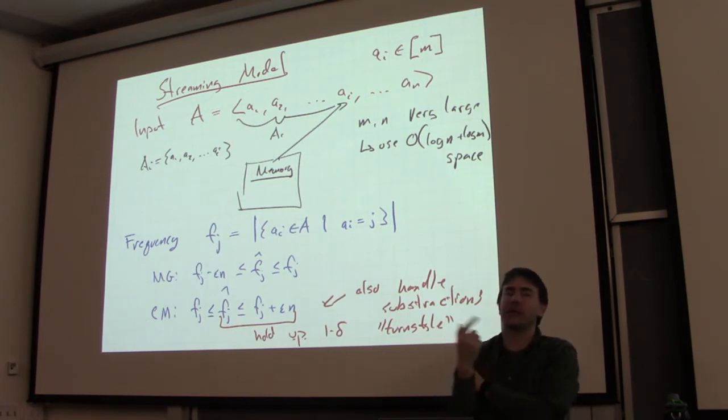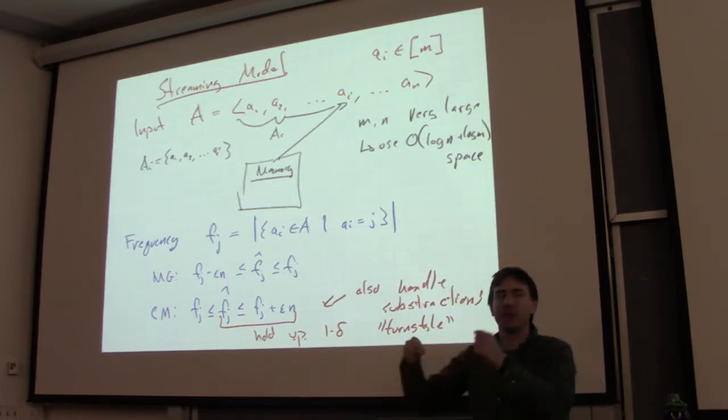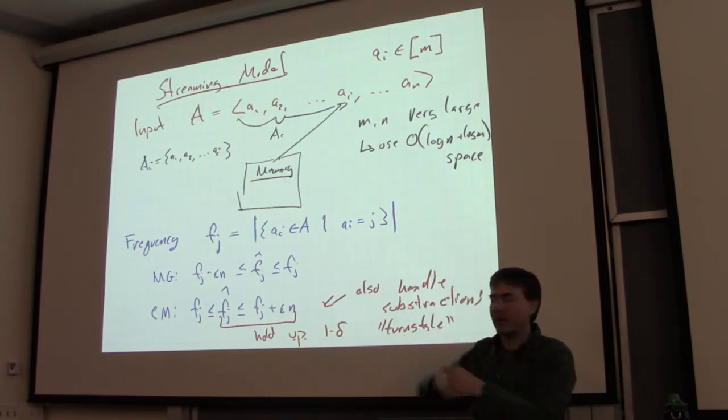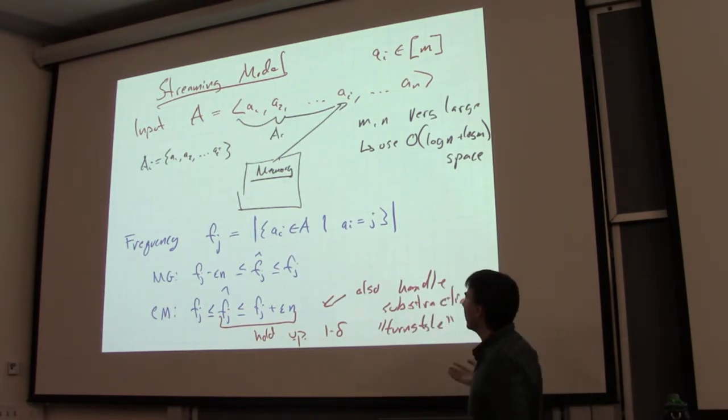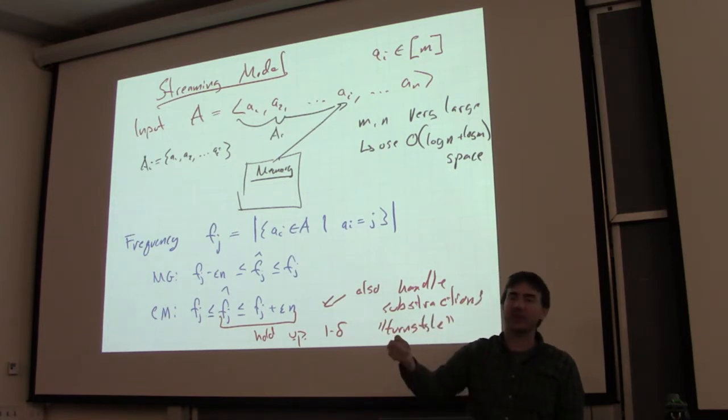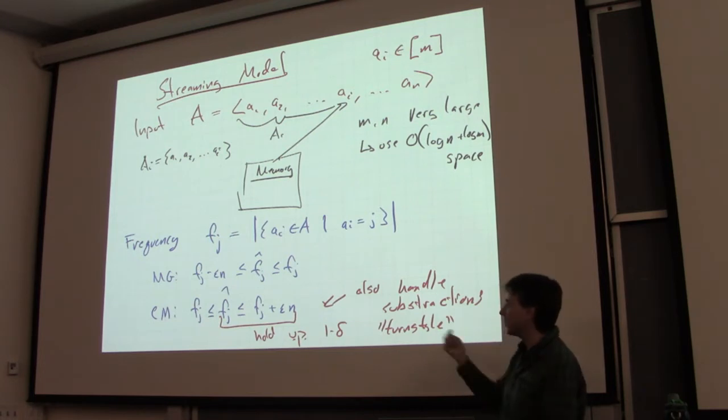So you can keep a counter of how many people go in, but then when they go back out again, you can do a subtraction. And so this will essentially work as long as all of the frequencies are still positive. So I can subtract something as long as I had first added it. So someone can walk out of the stadium as long as they first walked in. So I can have additions and subtractions.